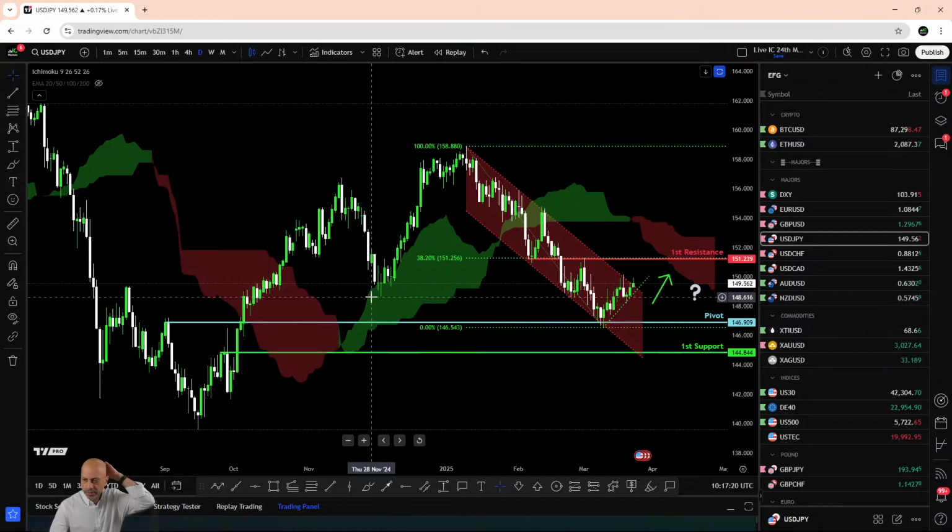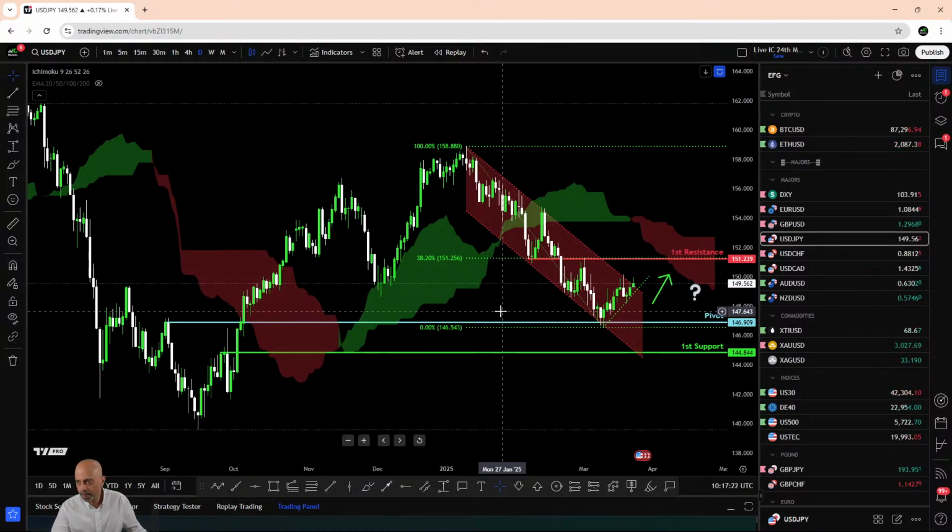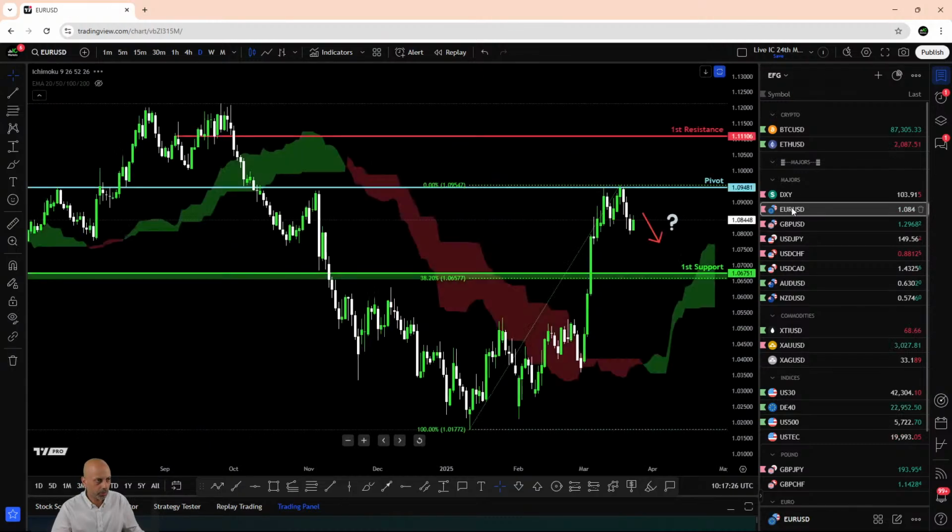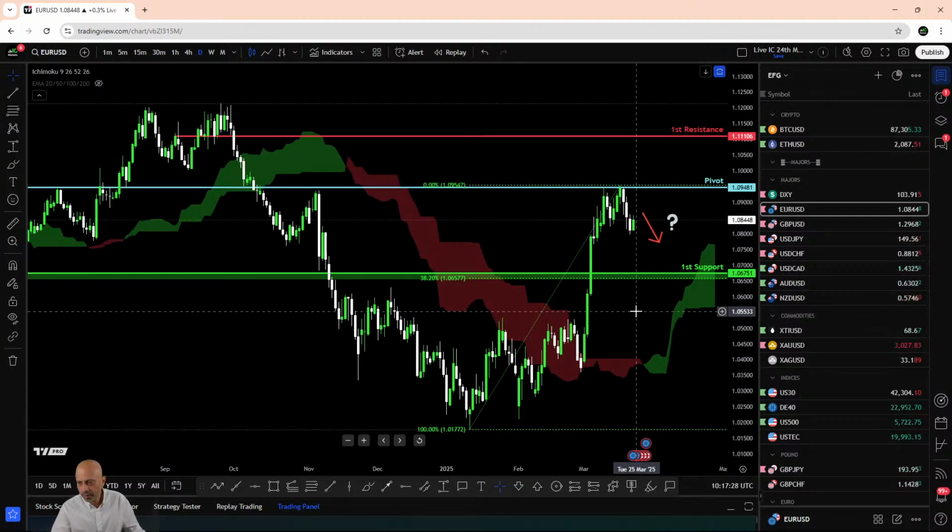Alright, so these are the key levels here for dollar yen. Let's see what else we can cover. Let's take a look at the euro.